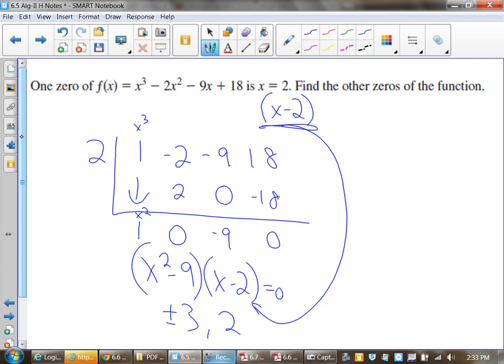Remember, they're giving you the 0 up top. It tells you your 0 is 2. So if the 0 of that is 2, that means the term was x minus 2. Well, if you're finding the zeros or you're factoring, you still write it out the same way.